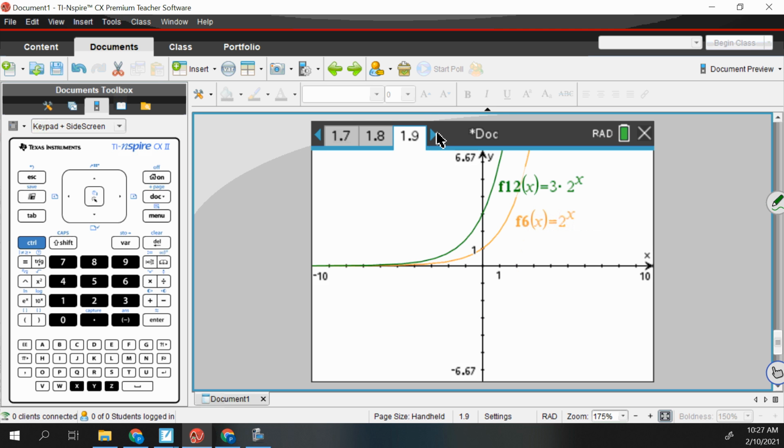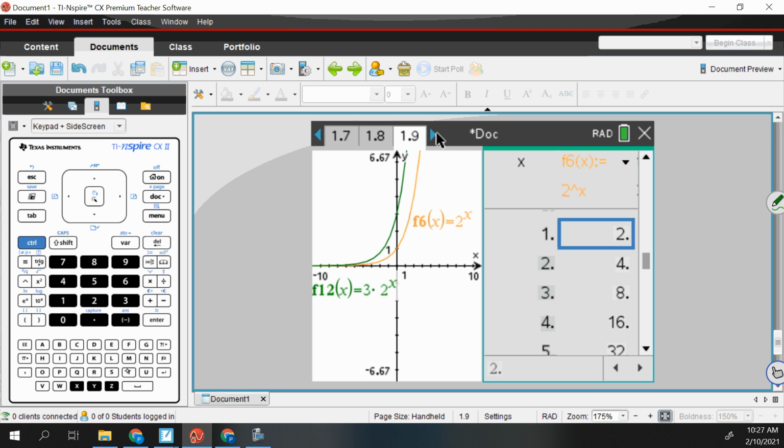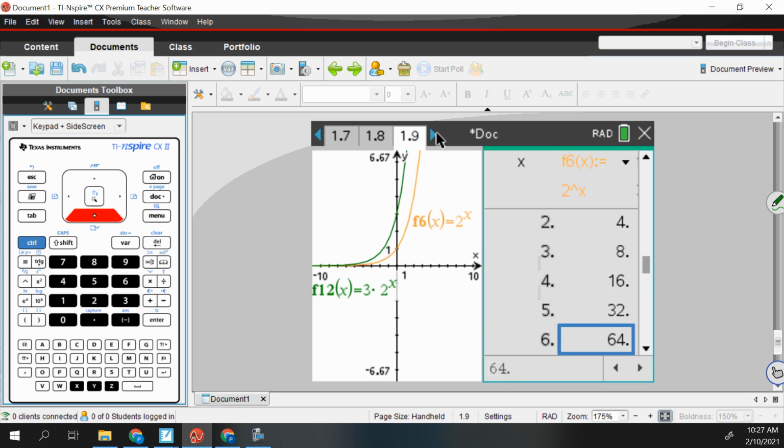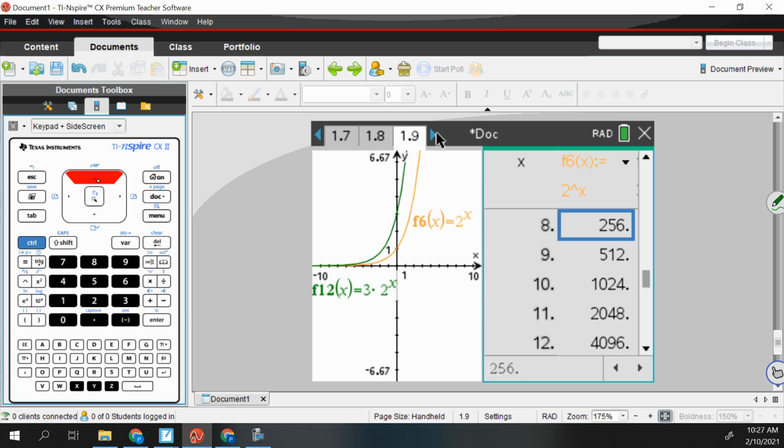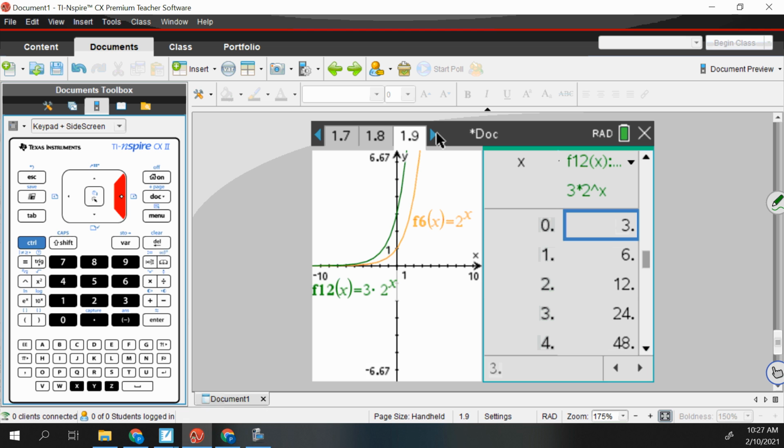Here's our next one, 3 times 2 to the x. Well, I want to look at the table again. Notice our y values are 1, 2, 4, and 8. Well, now they're 3, 6, 12, and 24. Notice those are all triple what our original y values were.